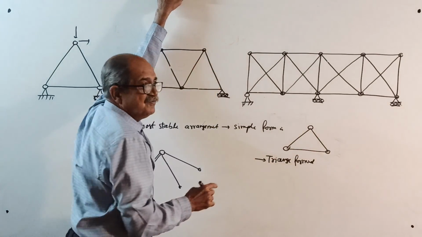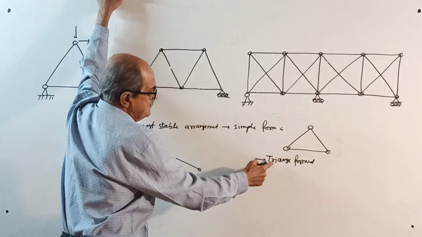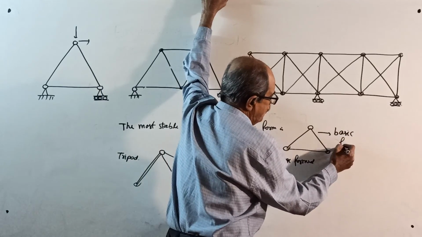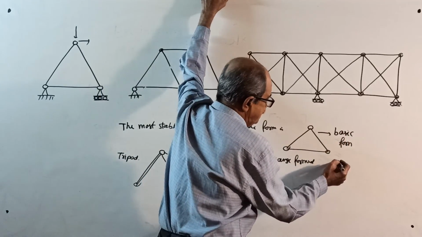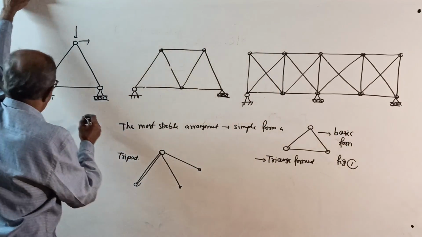the most stable arrangement, the simple basic form, is the triangle. That is the basic form. Like your figure 1. See here, Figure 1.